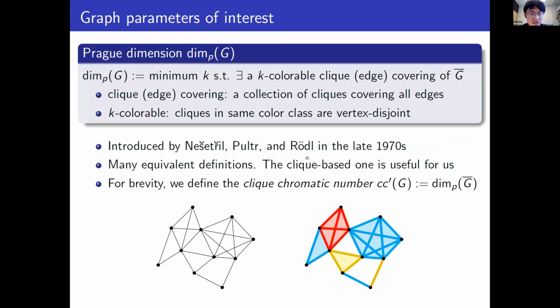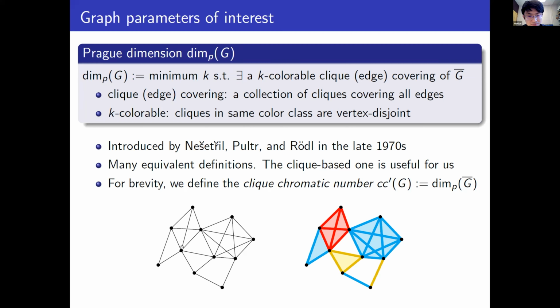Okay, then I think we can move on to give the definition of Prague dimension. There are many equivalent definitions, and I will give one that is useful for us. For a graph G, the Prague dimension of the graph G is the minimum number k such that there exists a k-colorable clique covering of the complement graph of G. So let me explain it word by word. What is a clique covering? As Kellen has talked about, a clique covering of a graph is a collection of cliques that cover all the edges of the graph.